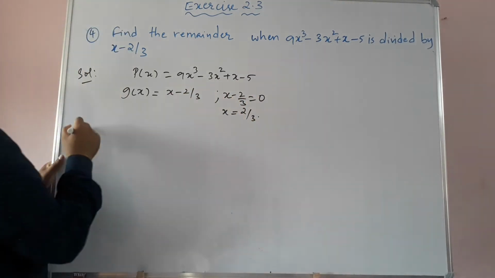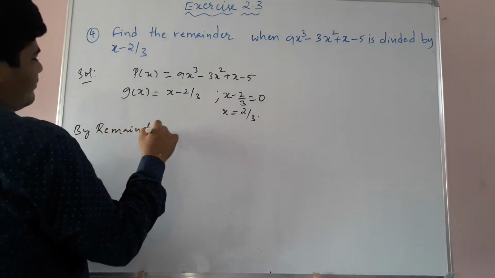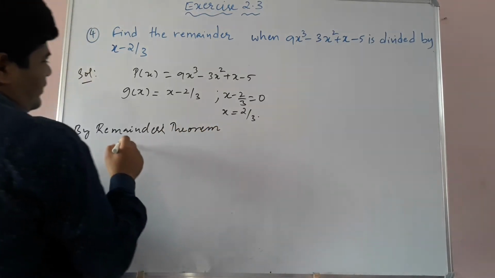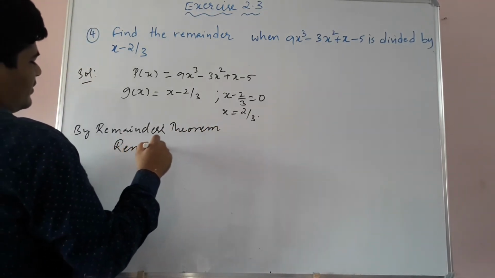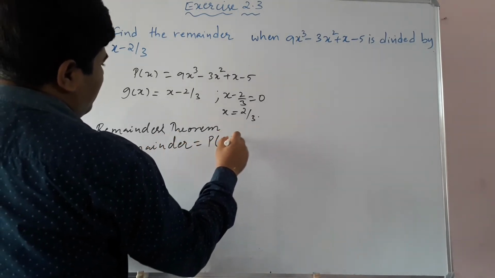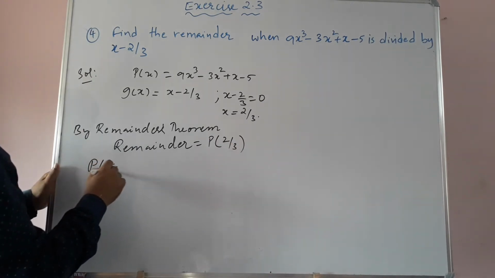X is equal to 2 by 3. So by remainder theorem, remainder is equal to P of 2 by 3. So children, we need to find the P of 2 by 3 value.